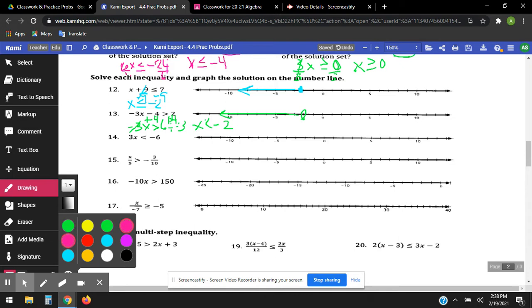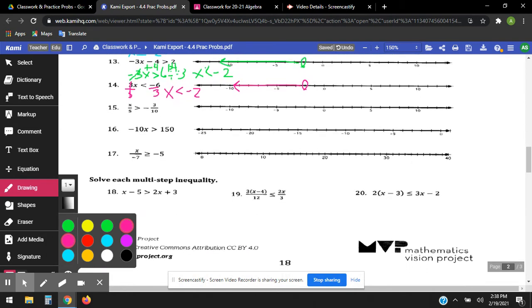Next one. 3x is less than -6. Divide by 3. So x is less than -2. So I got that one again. And I can double check. 3 times a -3 is -9. Is that less than -6? Yes. So I'm open circle at -2, and I'm going to the less.